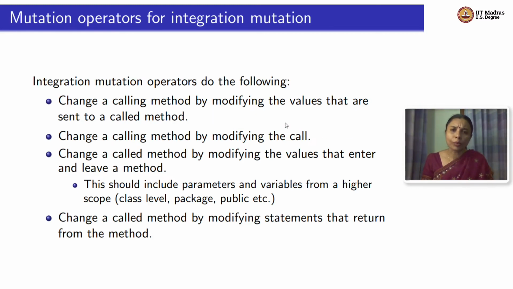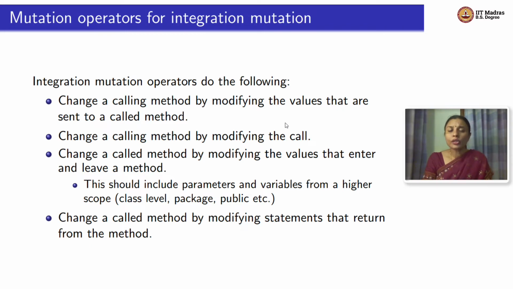So integration mutation operators typically do one of the following. They change a calling method by modifying the values that are sent to the called method. They change the calling method by modifying the call itself, maybe removing the call, moving the call. They change the called method by modifying the values that enter and leave the method. Typically, values could include parameters and, specifically for object-oriented programming languages, they could include variables from higher scope, like a parent class, an ancestor class, or variables that are public and so on. We'll see these concepts in detail.